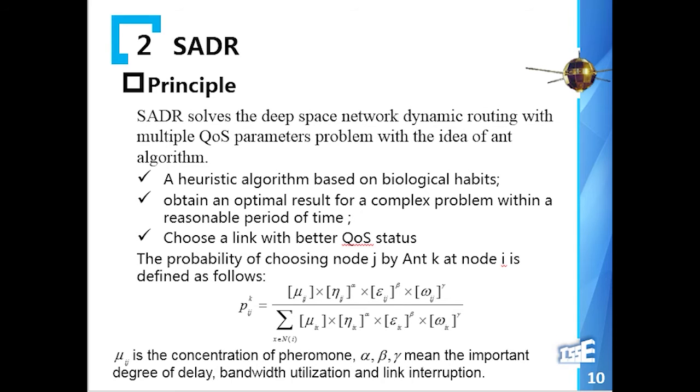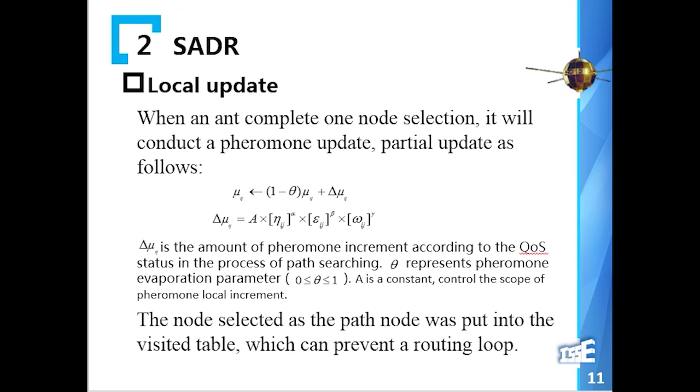SADR will choose the nodes with shorter delay, large available bandwidth, smaller number of link interruptions, and higher pheromone strength as the basis of the next hop routing algorithm. Pheromone plays a very important role in path selection. It changes with the process of searching for the destination node. The higher the pheromone strength is, the more ants will be attracted to pass through the node.